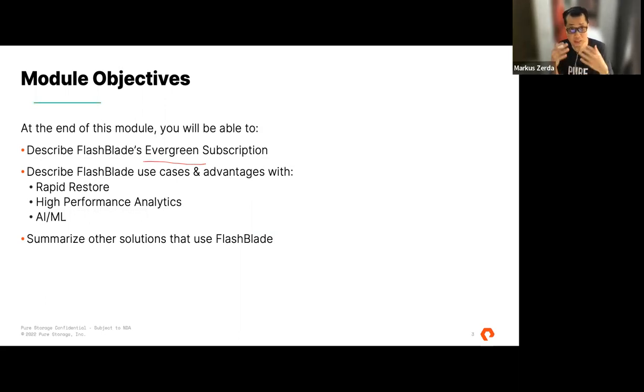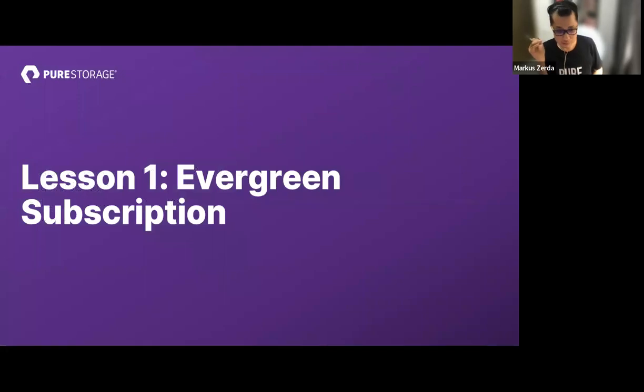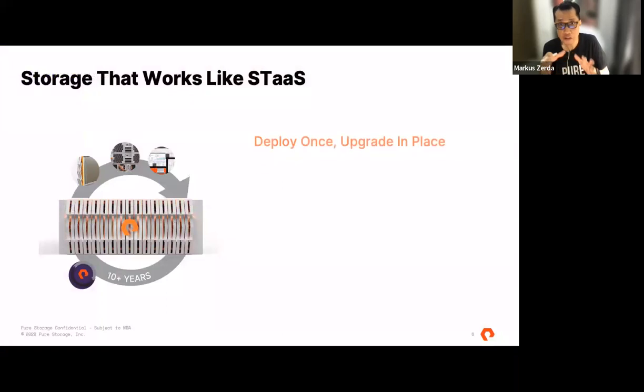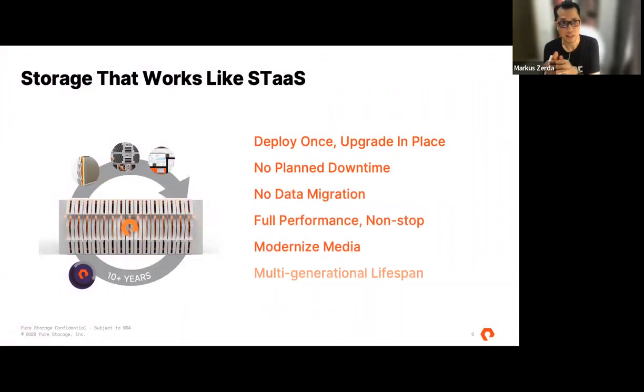We're also going to discuss the advantages of FlashBlade: rapid restore, and high performance analytics for AI and machine learning. And of course, we have a bunch of solution use cases that you can discuss with your customers. The most important thing for Pure is Evergreen. It's the foundation of Pure Storage. The appliance is architected to be Evergreen.